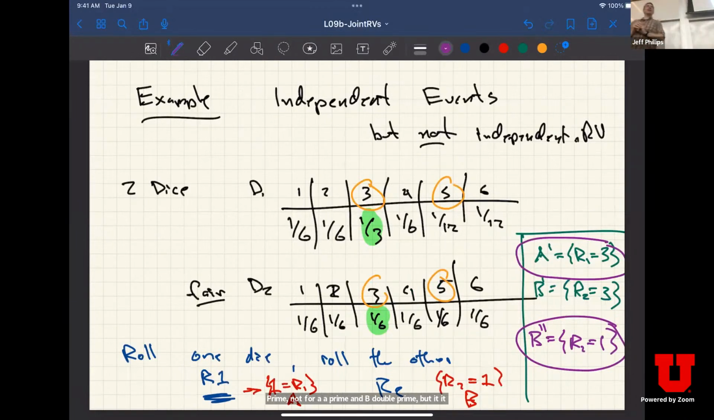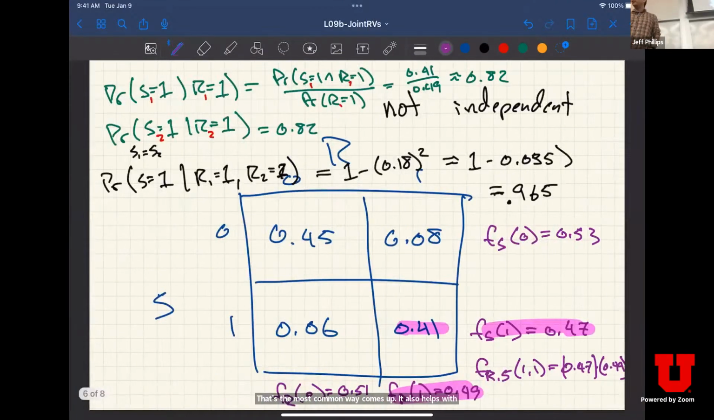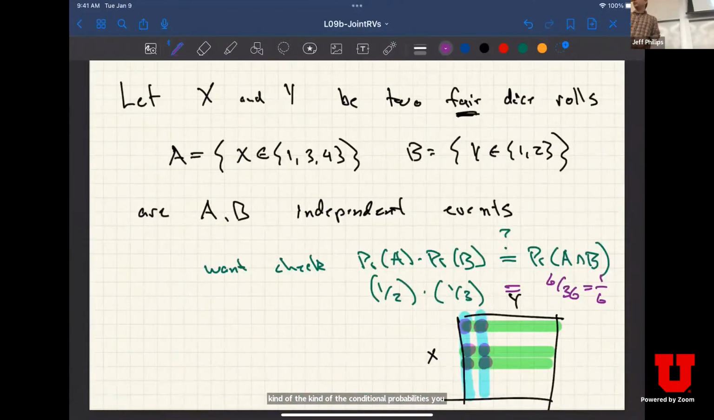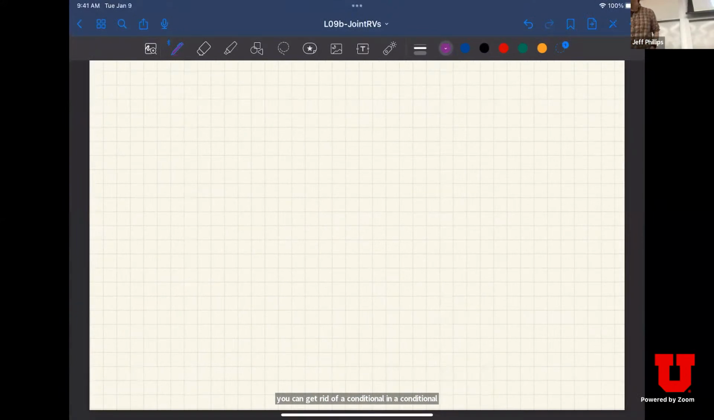All right, okay, cool. So independence is something you reason about and then you use to decompose into the marginals. That's the most common way it comes up. It also helps with conditional probabilities. You can get rid of a conditional in a conditional probability as well, because if you know the events are independent. Okay, I want to do a review for 10 minutes.